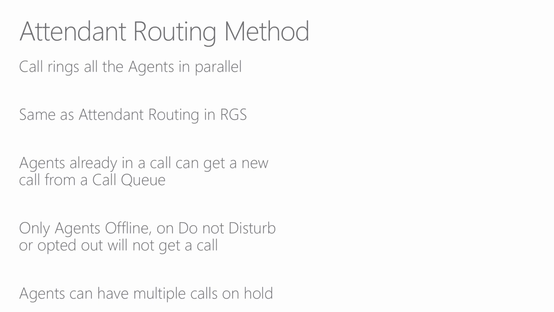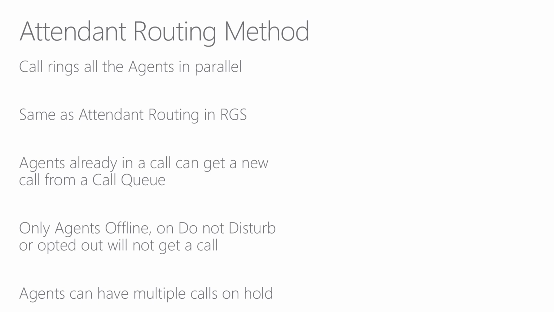So we have different routing methods. Let's take a look at the attendant routing method. This basically means that when a call comes in, all agents are rang in parallel. It's the same as attendant routing in the on-premises Response Group Services. Even if you're already in a call, you will get a new call offered from the call queue, which you can ignore or pick up, placing your existing call on hold.